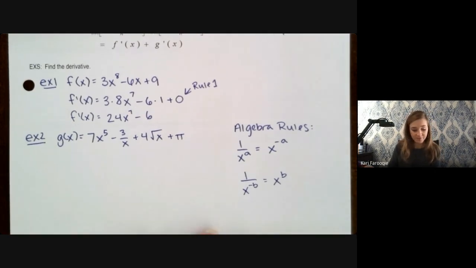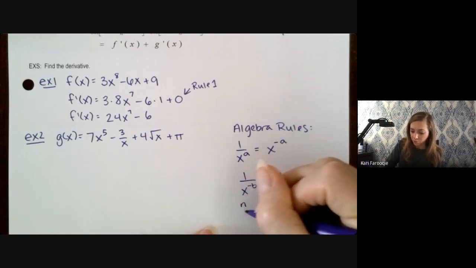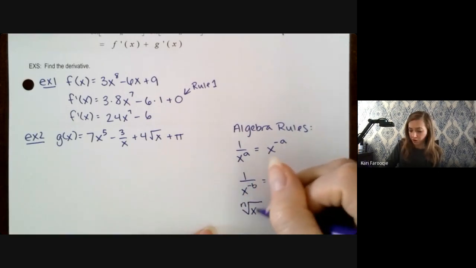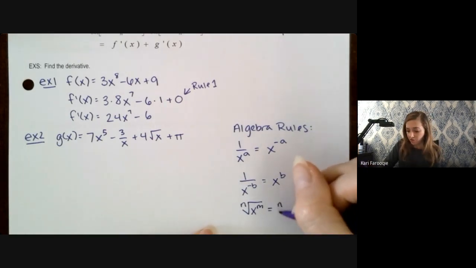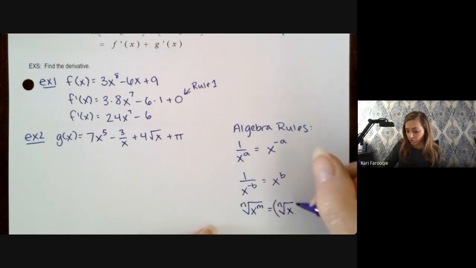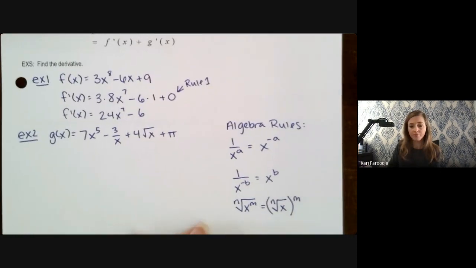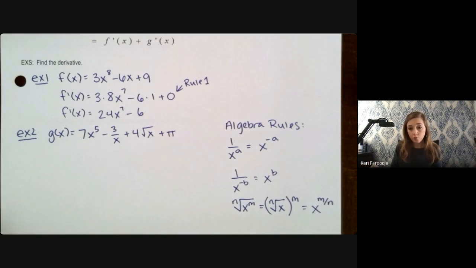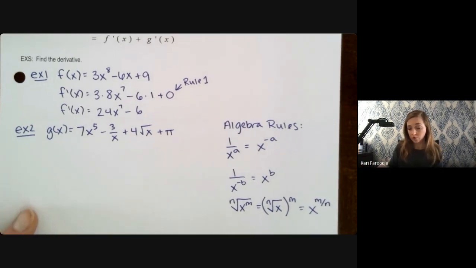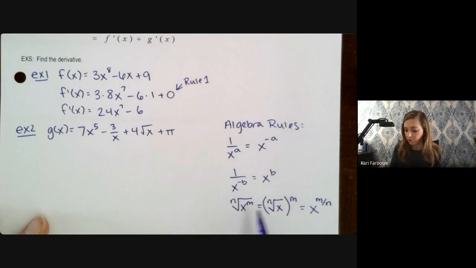The big one, the really big one, is the nth root of x to the mth power. And by the way, this is the same thing as saying the nth root of x to the mth power. Those are the same. And this is x to the m over n. So when you rewrite your radical expression using a rational exponent, the value in the numerator is always whatever exponent was on x, and the value in the denominator is whatever the index of your radical was.